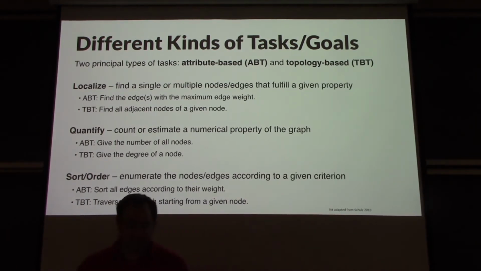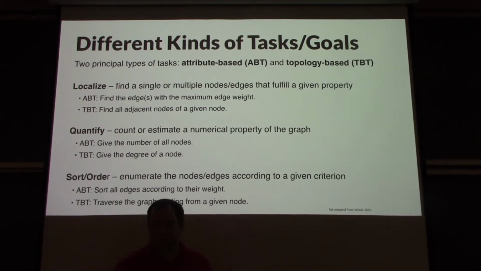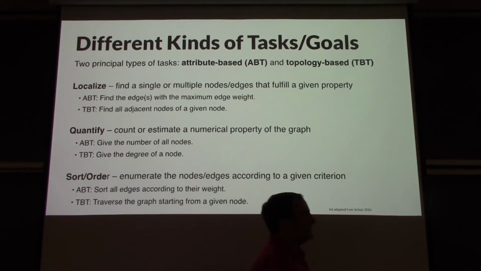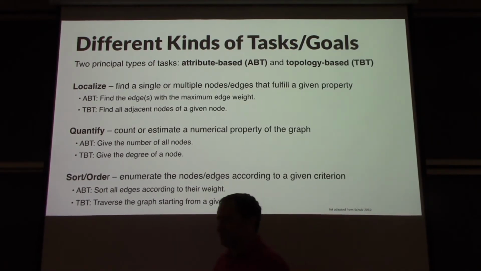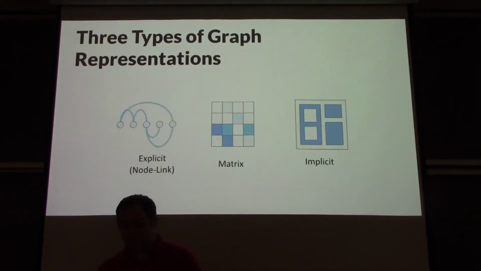And I can do something similar for sorting and ordering. For example, enumerate the nodes or edges according to a criterion, sort all edges according to their weight, or traverse the graph starting from a given node. So this distinction between properties about the nodes and the structure of the network is what is important here. And we'll see that there are different visualization techniques that are better for attribute-based tasks, and other visualization techniques that are better for topology-based tasks.